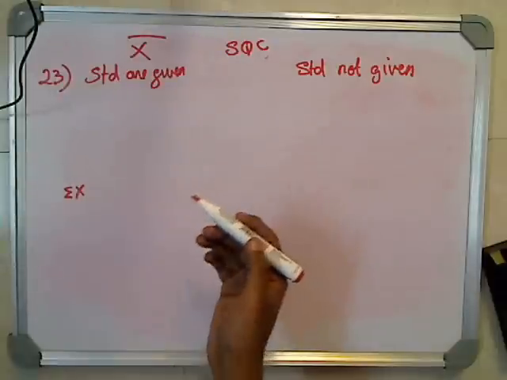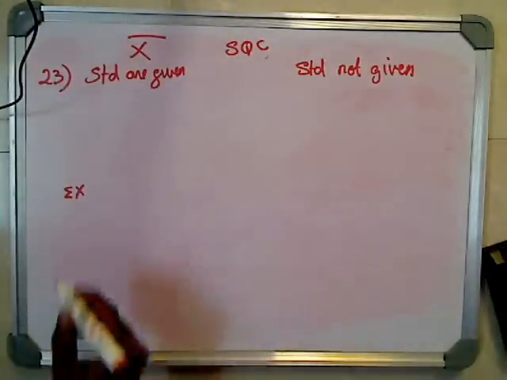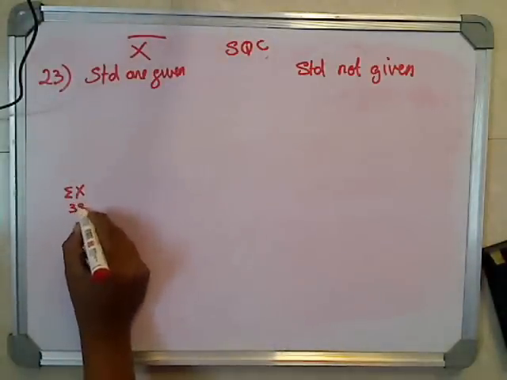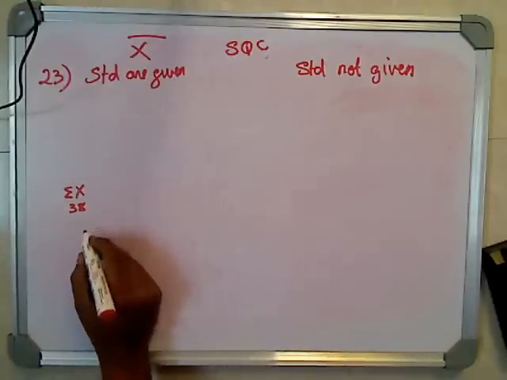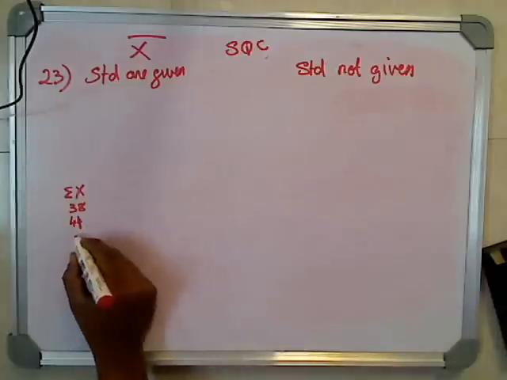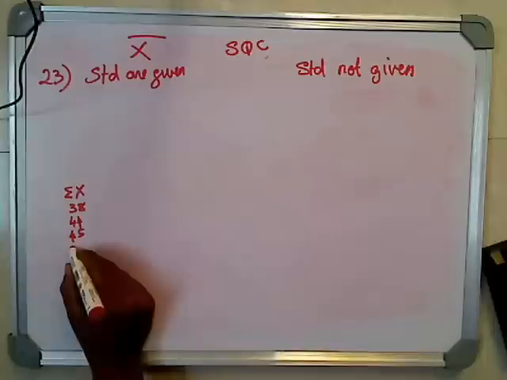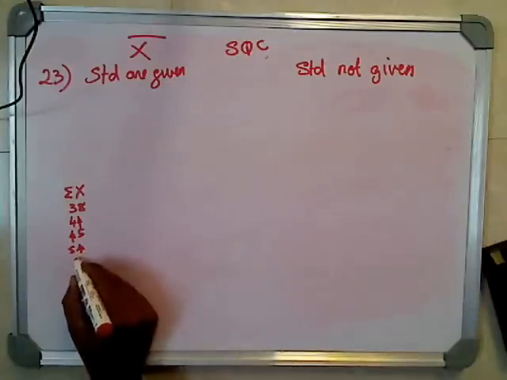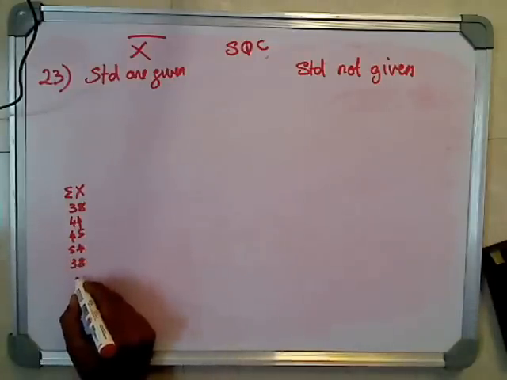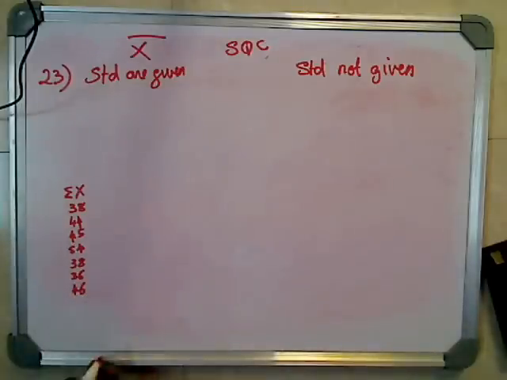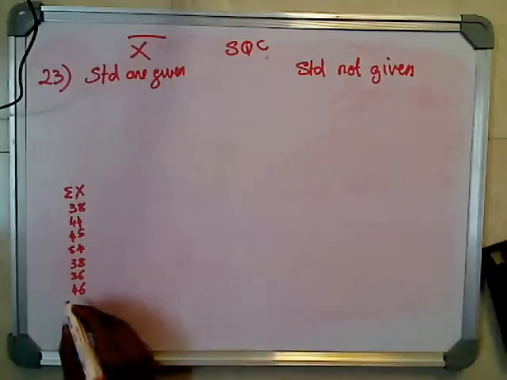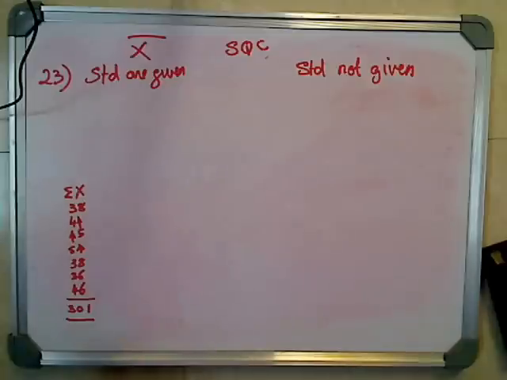So summation X: 38, and the next ones 44, 45, 54, 38, 36 and 46. Now I calculate the total of this, which comes to 301.